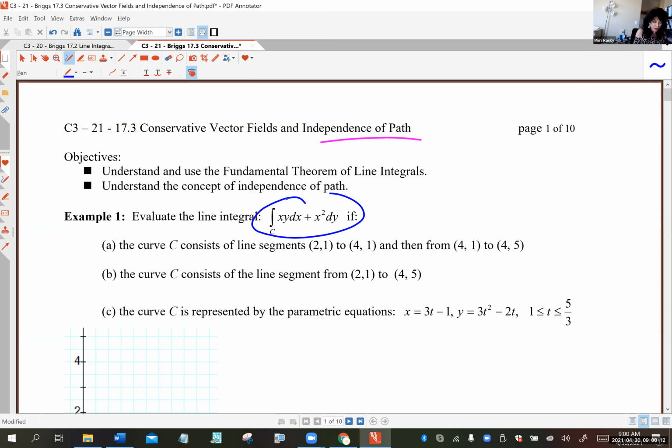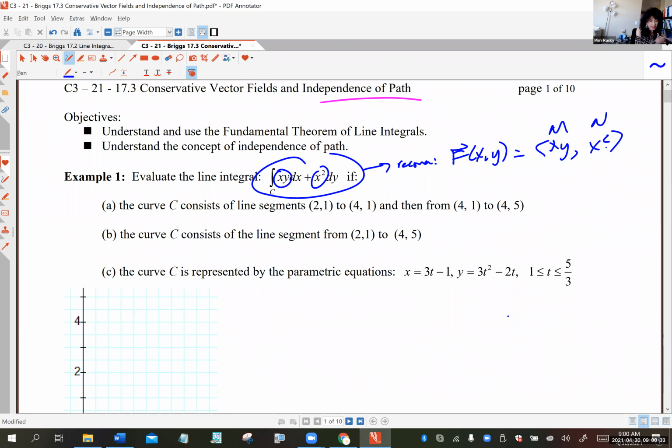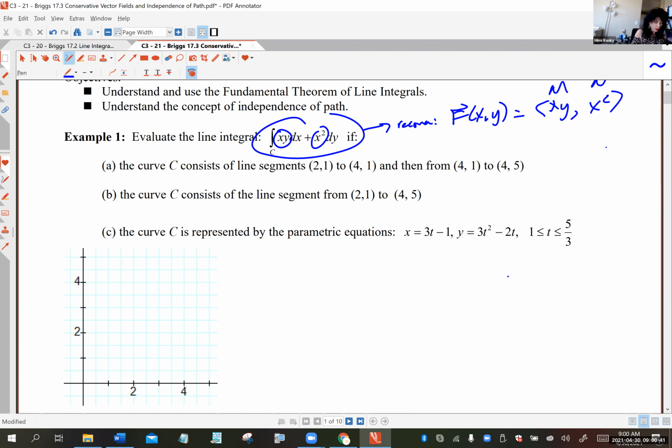So here they didn't give you a vector field. But remember, you can recover the vector field if somebody asks you what the vector field is that goes with this line integral. The junk that's multiplying the dx, that's your M, and the junk that's multiplying the dy, that's your N. So here's your M, here's your N. You don't have to do that, but I want to point that out because it's going to be very key that you get that in order to complete this section. We're going to use that same line integral 3 times for 3 different curves.